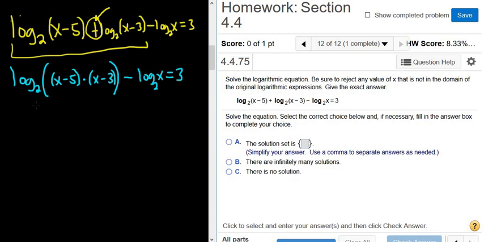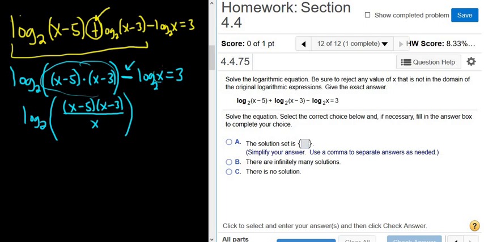It should be an interesting problem. Looks pretty tough. Now we have a minus sign, and that's going to give us a fraction. So it'll be log base 2 of, the top piece is x minus 5 times x minus 3, all being divided by x. That's the quotient rule. So it's this divided by this, and that's equal to 3.